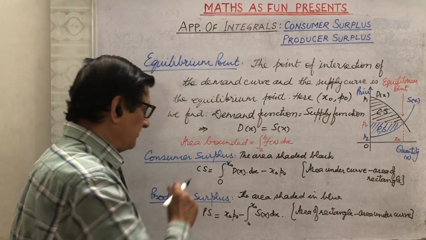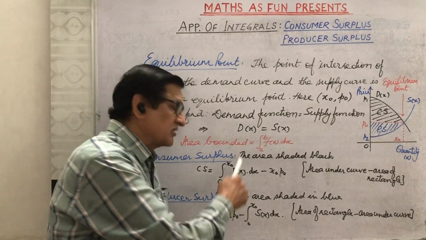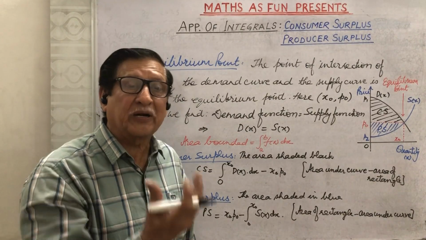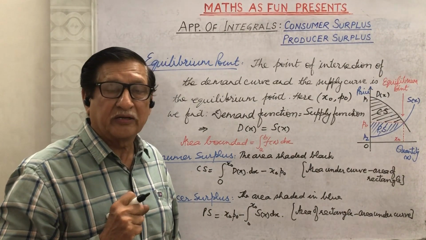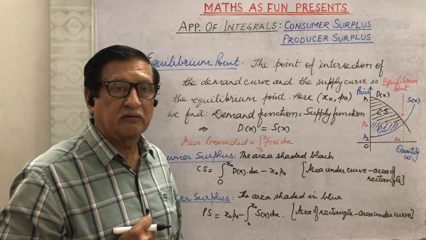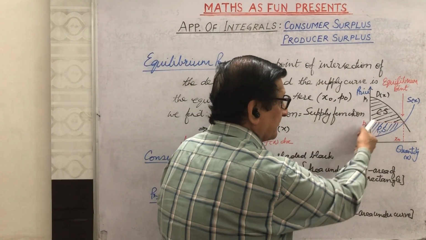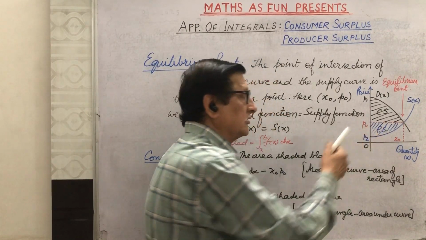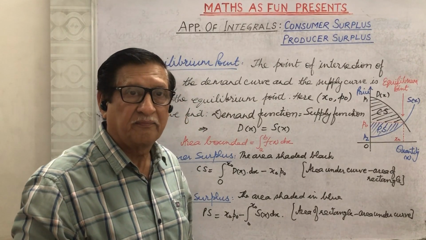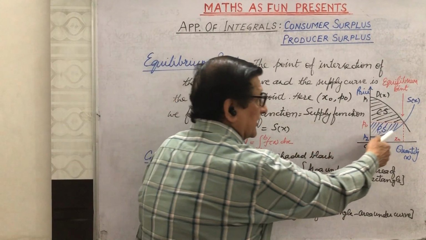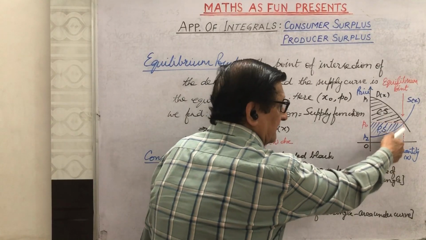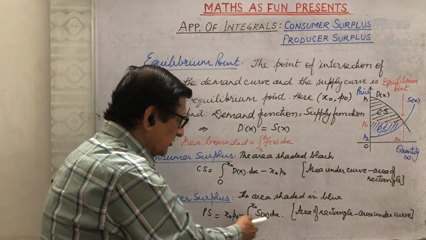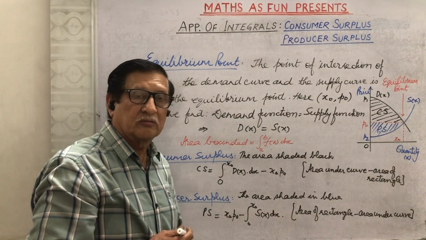What is the producer surplus? Producer surplus is the gain to the producer when he sells the item at a higher price than what he was ready to accept. Here in this curve we can see this area is the one which represents the producer surplus. And here also we can see that the area below this curve and above the x-axis will be given by the integral of s(x) dx from 0 to x0.